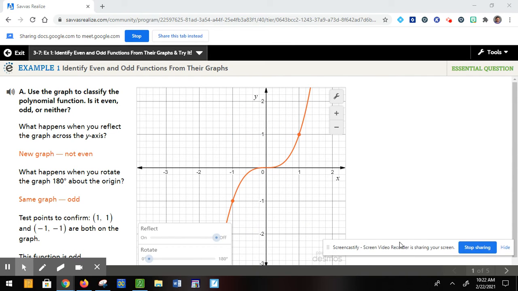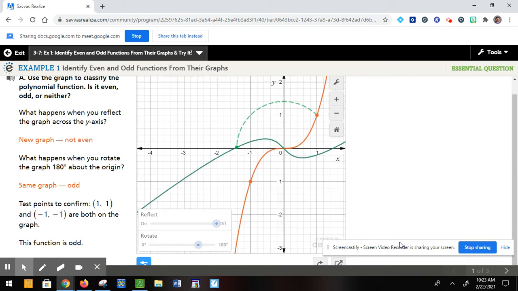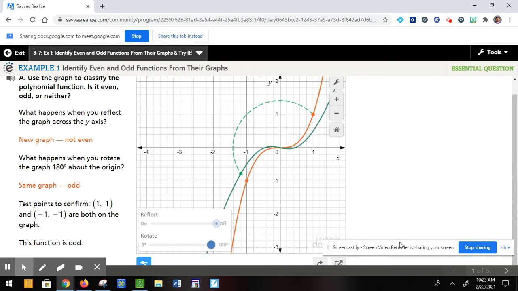If you can rotate it 180 degrees and it ends up being the same function, which in this case it does, that means it's odd. So for this example, the function is considered odd. I know in Savvas, it's showing that a test for whether a function is odd or not is rotating 180 degrees about the origin.